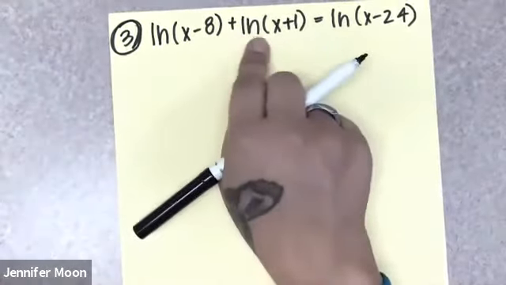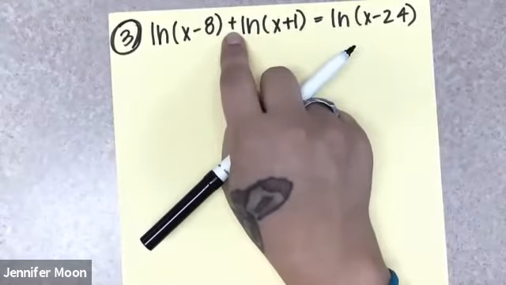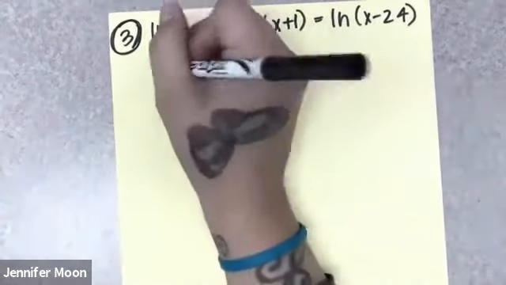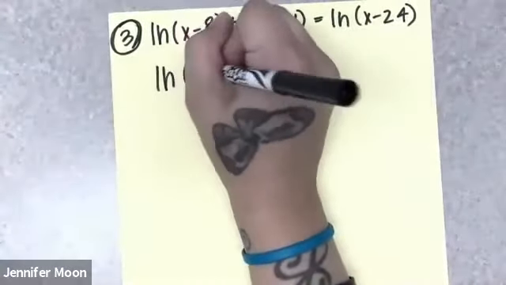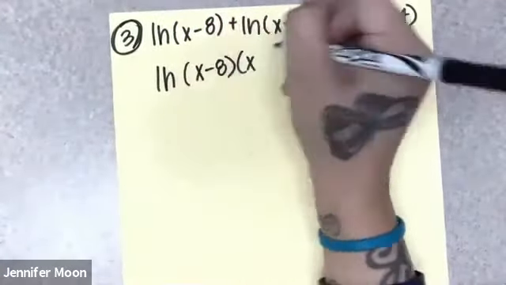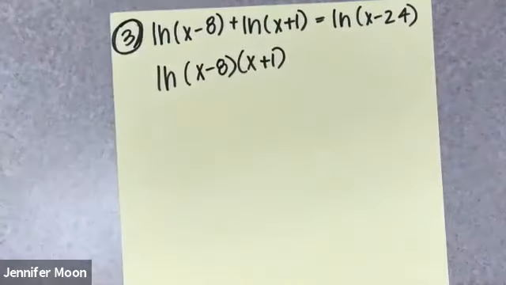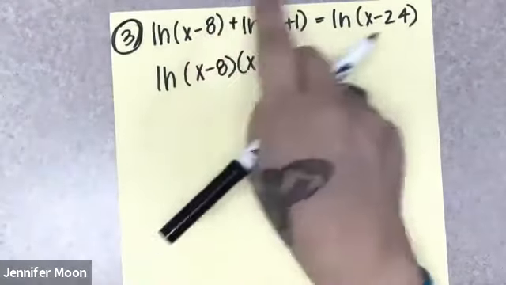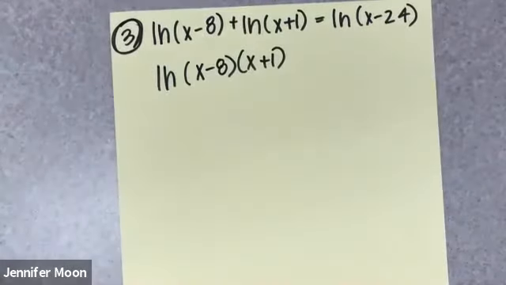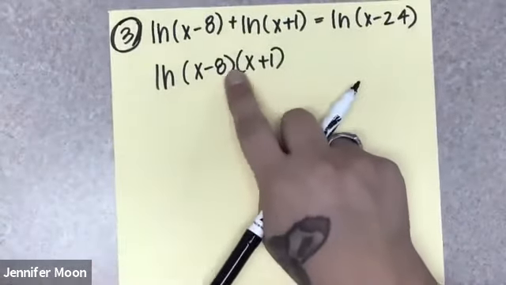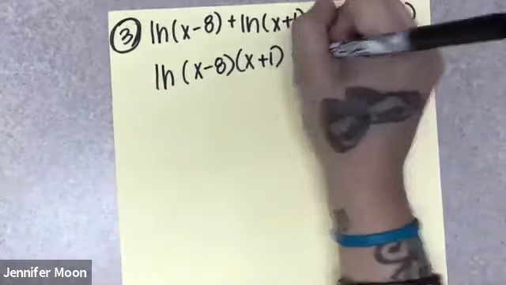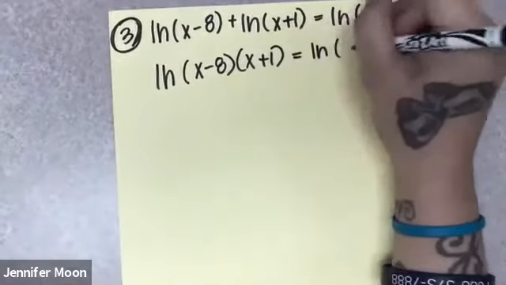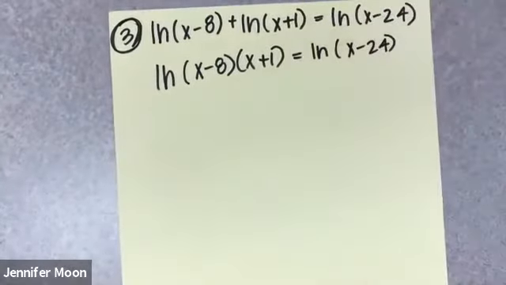The fact that I have multiple logs on the left-hand side and they're being added means they can actually be written as what type of problem? A multiplication problem. Natural log. In parentheses, y'all, you have binomials, right? So you don't want to just write this binomial and this binomial with a dot in the middle, because that almost looks like only these two terms are multiplying. Keep the parentheses so you see that what it is is FOIL, okay? Right-hand side, natural log of x minus 24.